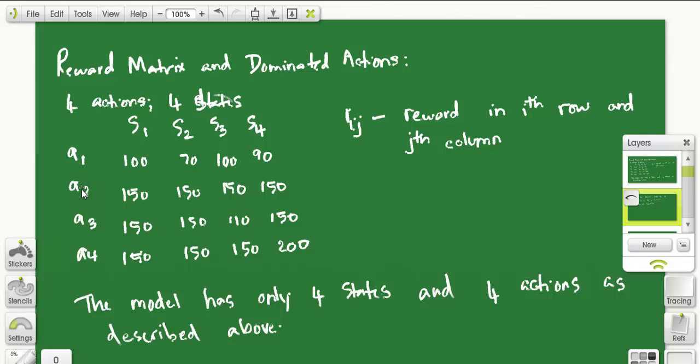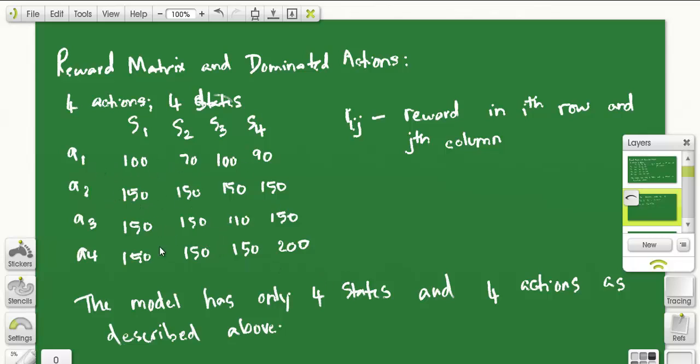If you compare A1 and A2, the reward for the first state is strictly greater for A2 than for action 1. 150 is greater than 100. In the next column, 150 is greater than 70. So that particular state is dominating. The next case is 150 greater than 100, definitely greater. And 150 is greater than 90 for the 4th column also. So from the looks of it, we can conclude that A2 dominates A1.